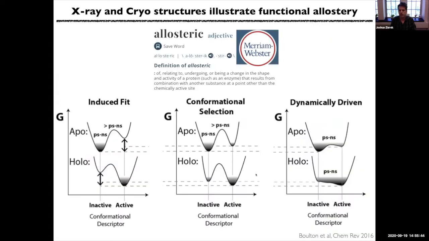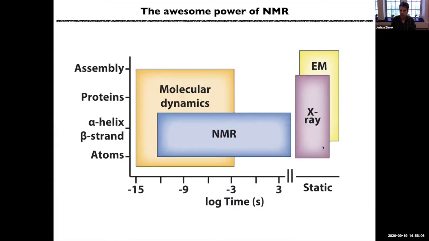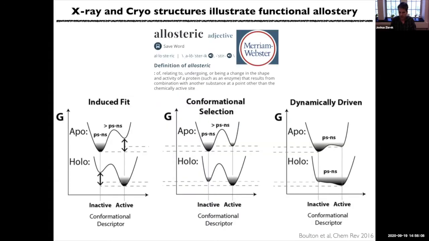Okay, and so then, if we're progressing in my timeline of education, when I actually got into a lab in graduate school, I learned about dynamically driven allostery. So this is something that didn't make it into my biochemistry textbook. But the idea here is similar to conformational selection in that the thermodynamic barrier between the inactive and active states is low enough that they could be populated to some level.